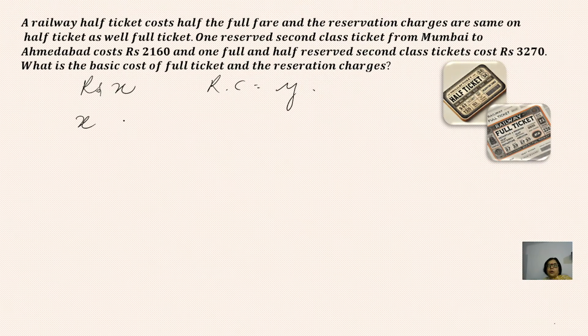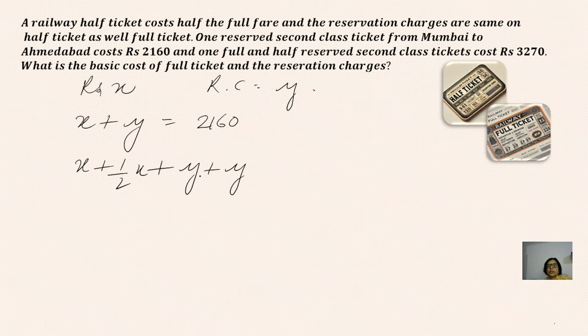So if we take the basic cost X and the reservation charge Y, for the first ticket, this is equal to 2160. This is for one reserved second class ticket. Then the question says one full and half reserved second class ticket costs rupees 3270. So one full ticket plus one half ticket plus the reservation charge. Now this is the catch in this particular question. The reservation charge has to be applied separately for each ticket. So that is why we take Y plus Y, equal to 3270.